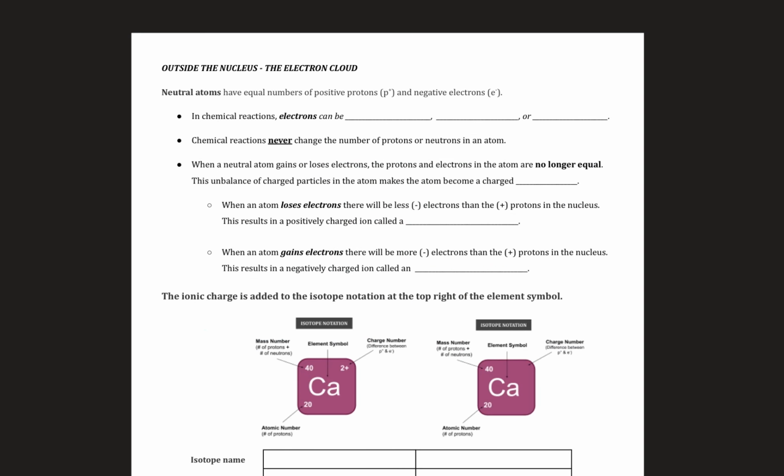We've talked a lot about what's going on in the nucleus of the atom, but now let's talk about outside the nucleus, the electron cloud. Neutral atoms have an equal number of positive protons in the nucleus as they do negative electrons surrounding the nucleus. And while the protons can never change in an atom, in chemical reactions, electrons can be lost, they can be gained, or they can be shared.